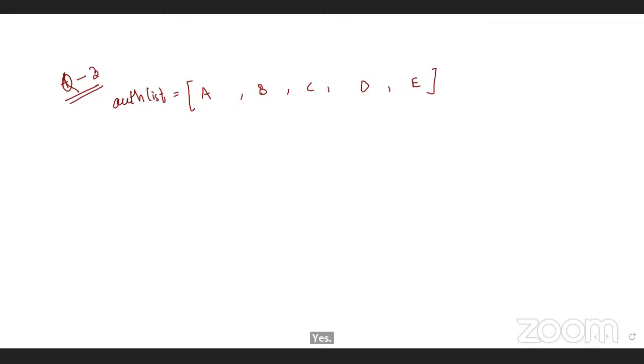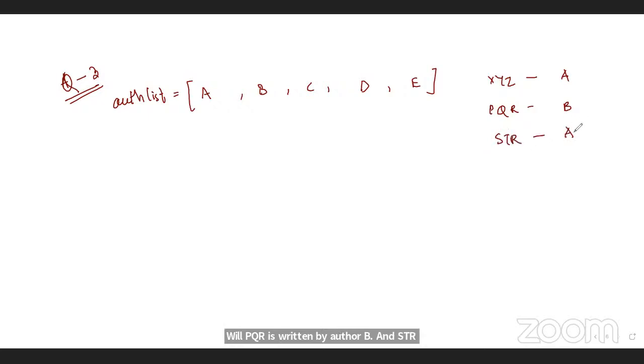Oh sorry, there is one element corresponding to each book in the table. That means for each book, there is an entry. So there is a possibility that you may have many duplicates. So let us see that if a book named XYZ is written by author A, book PQR is written by author B, and STR is another book which is written by author A. Are you getting the meaning now?